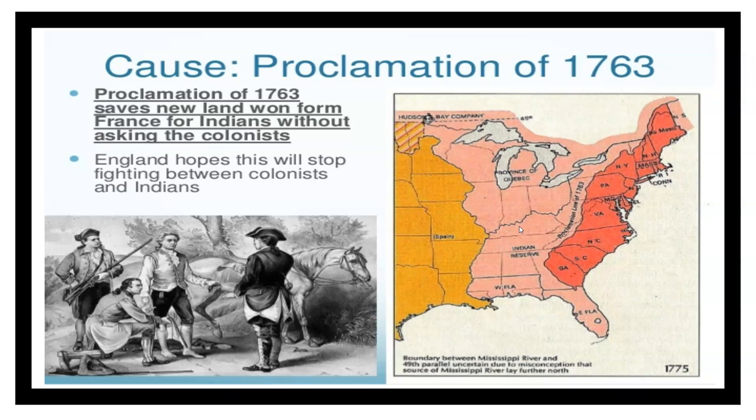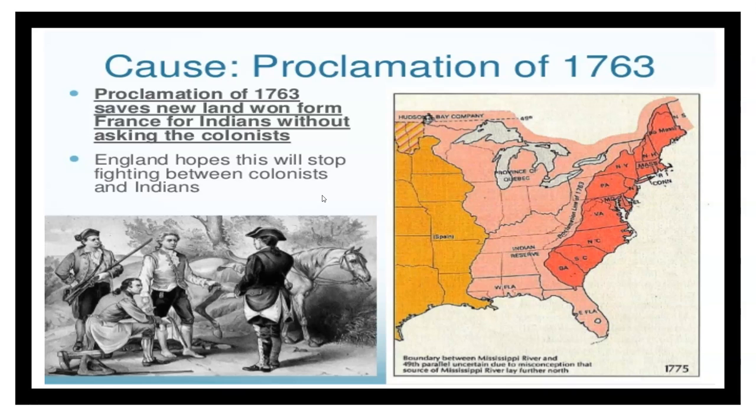This is going to make the colonists very angry because they feel they have a right to start to occupy this land because they fought for it and they took it from the French. And if the king told them they can't do that, they feel like the king is stopping them from having a great life.